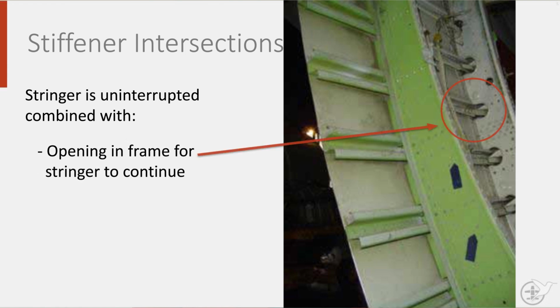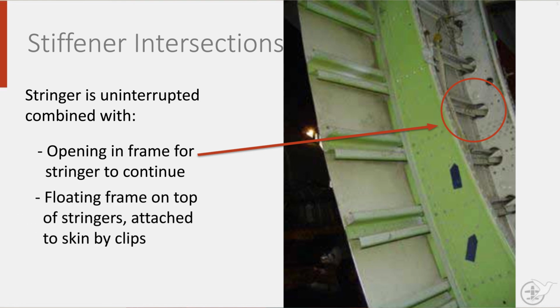Ideally, the stringer is left undisturbed and the frame design is adjusted. This is done by either creating an opening in the frame for the stringer to go through, which implies a weakening of the frame locally, or by floating the frame on top of the stringers, attaching it to the skin using clips. In conclusion, it is safe to say that designing a stiffened panel requires juggling many different requirements to come to a safe, functioning, makeable and affordable compromise.